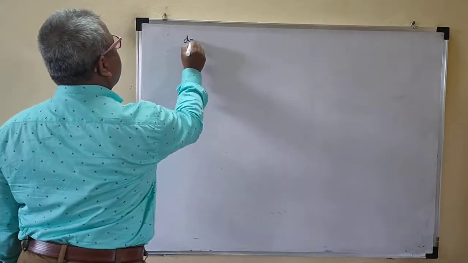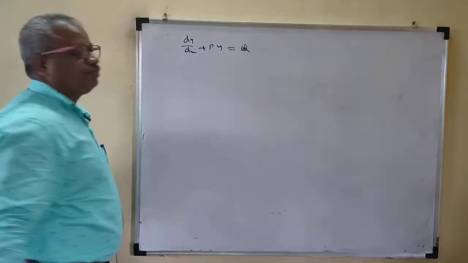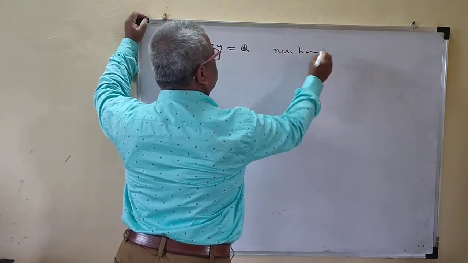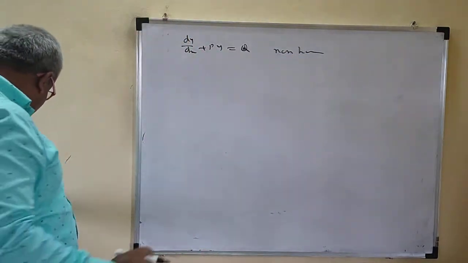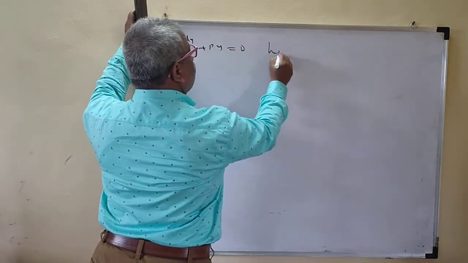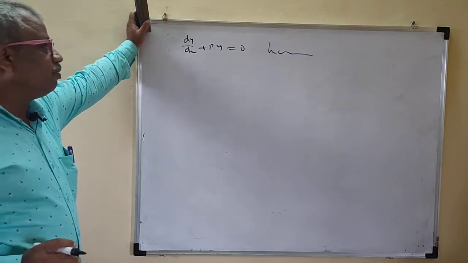Now this is dy by dx plus py is equal to q, suppose. So this is a non-homogeneous linear differential equation. If you put q is equal to 0, then this is a homogeneous linear differential equation.